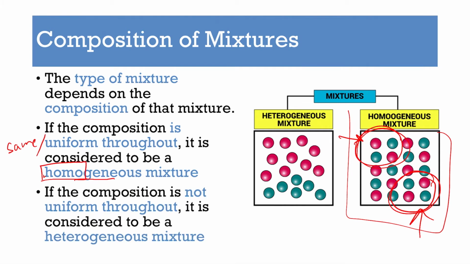Now, on the opposite hand, if the composition is not uniform throughout, or it's not the same, we call it heterogeneous. And so here, if we take a sample from the corner of this box and the corner of that box, you're getting different things. So if you do not have uniform or the same composition throughout the entire sample, we call that heterogeneous mixtures. And we'll go through examples as to what these look like in everyday life.